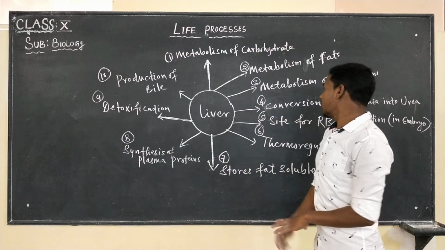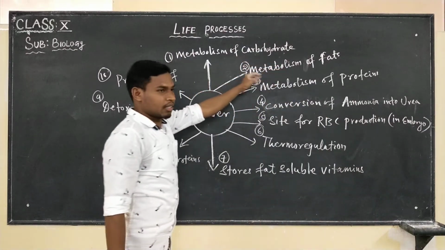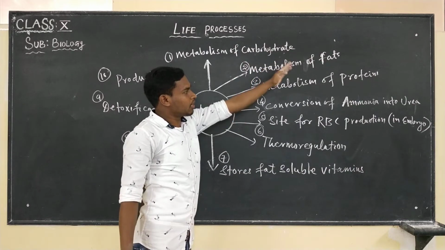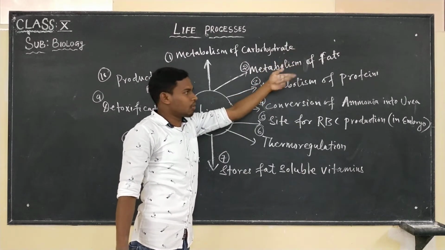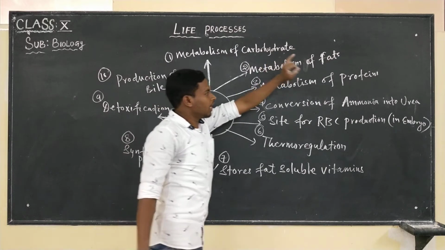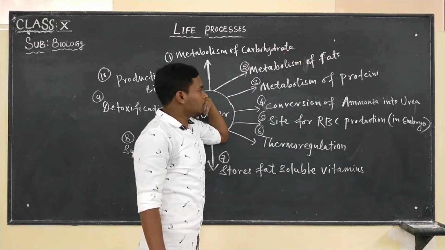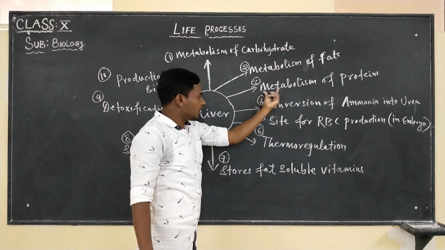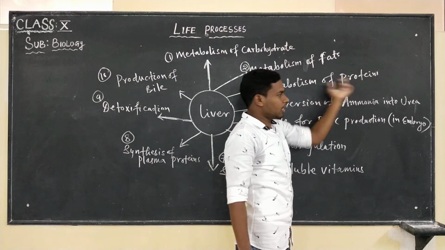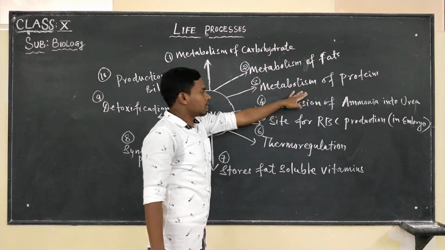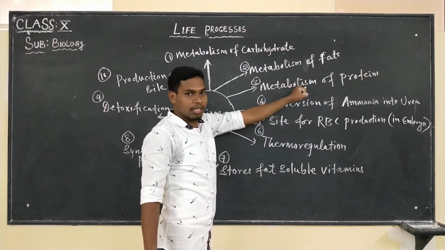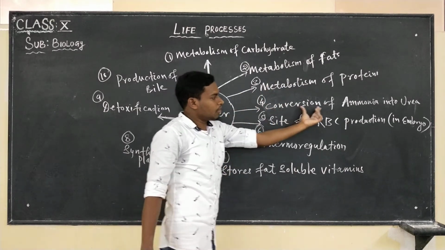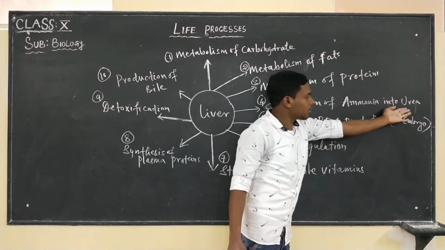And the next one is metabolism of fats. Fatty acids and glycerol are converted into fats, and that process we call lipogenesis. And fats are again converted into fatty acids and glycerol. That is lipolysis. And the next one is metabolism of proteins. In this we saw many processes: transamination and deamination. And liver also helps in conversion of the toxic ammonia into less toxic urea.